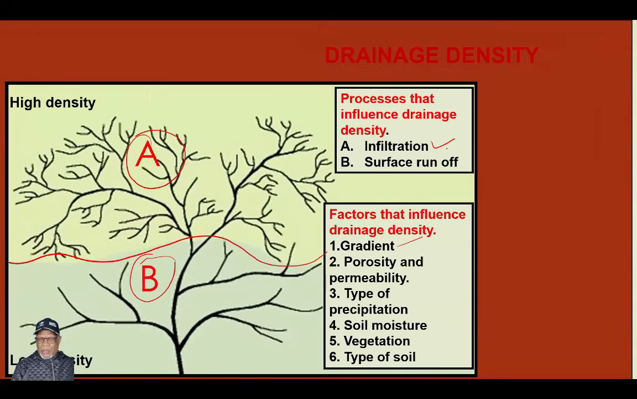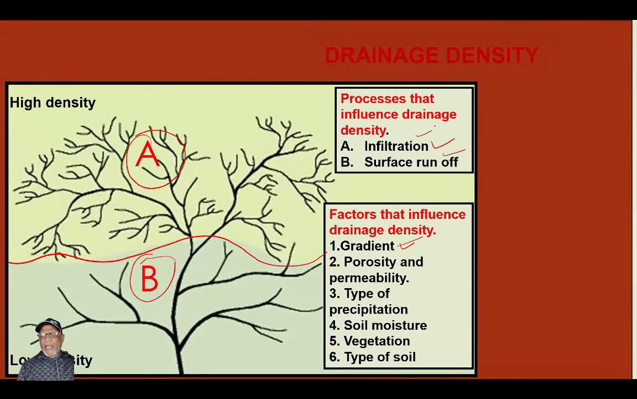And now let's look at A. How did the gradient influence density at A? Then you say at A, the gradient is steeper, and therefore there is more surface runoff and less infiltration. That is why we have high density. Then that is how you approach your question.